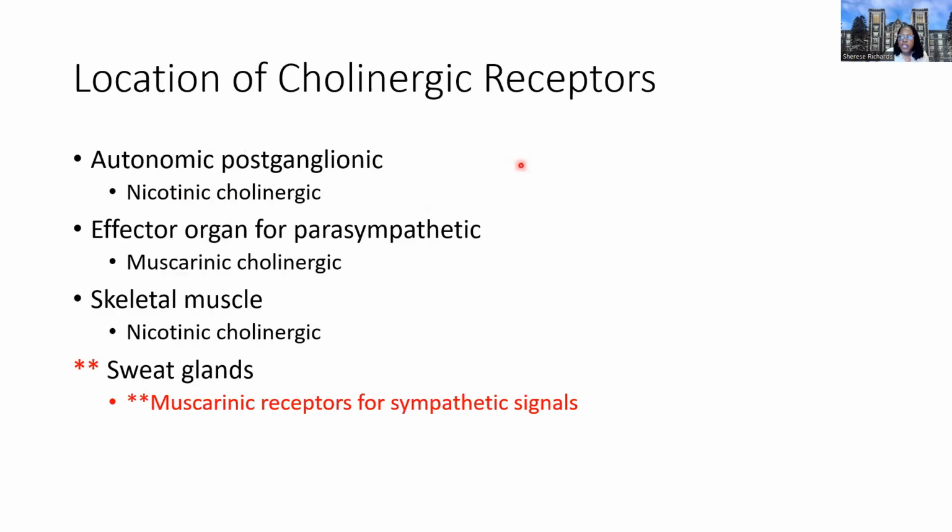Let's look at the location of these cholinergic receptors. So the autonomic postganglionic neuron, that is the cell body of those neurons, have nicotinic cholinergic receptors. That is on all postganglionic neurons. So because all preganglionic neurons release acetylcholine, all postganglionic neurons have nicotinic cholinergic receptors to bind that acetylcholine. On the effector tissues for the parasympathetic side, it's a muscarinic cholinergic receptor. When we look at the skeletal muscle, we're going to look at nicotinic cholinergic receptors.